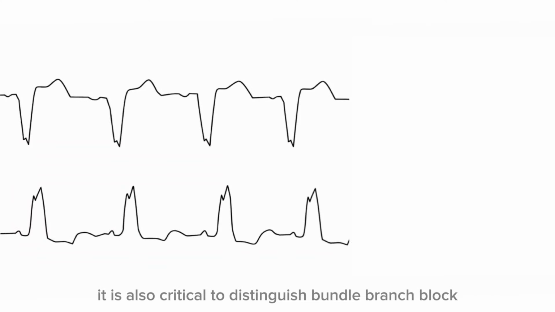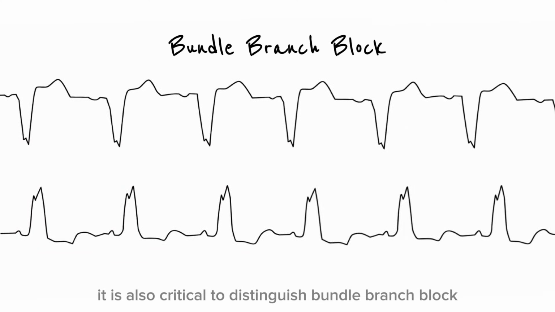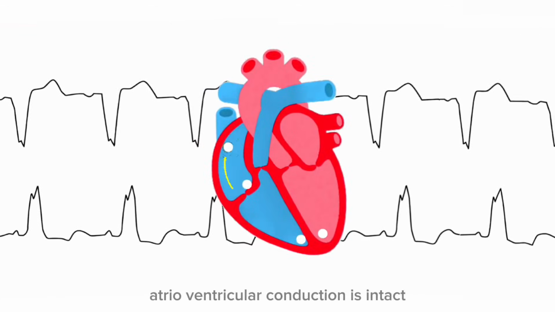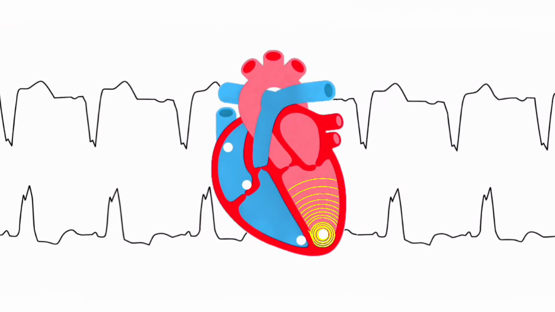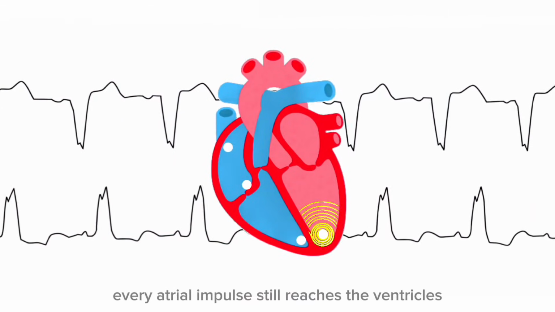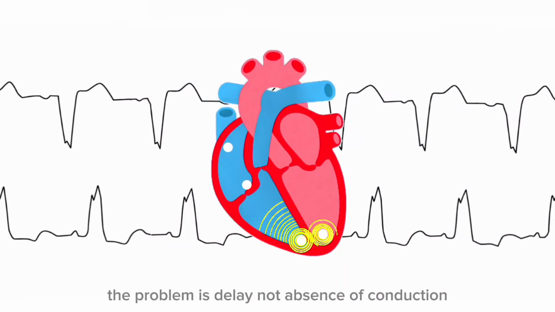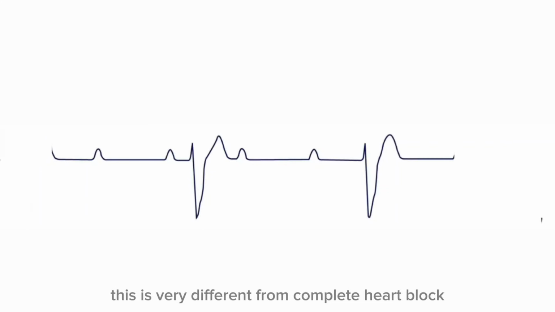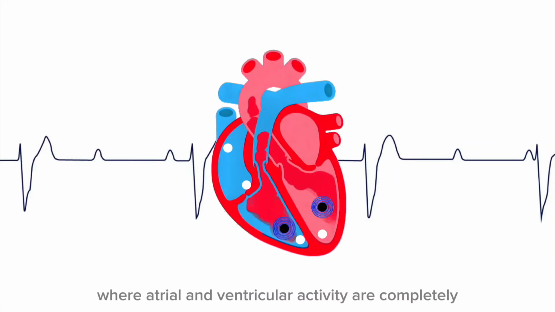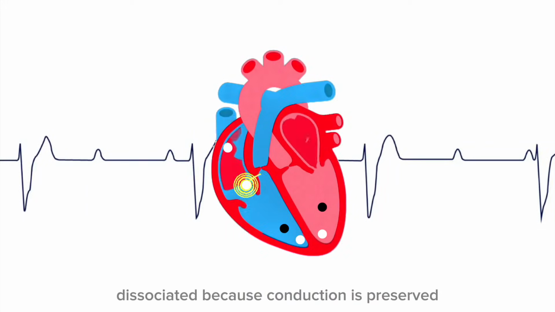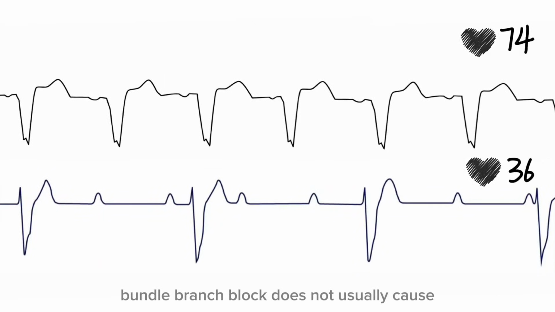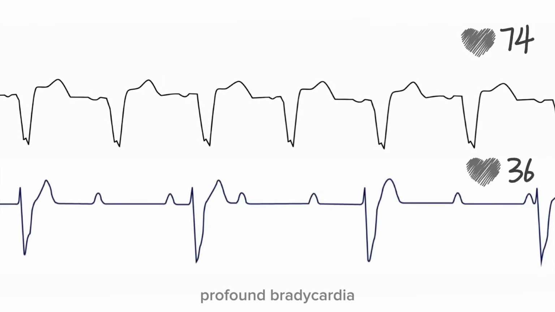It is also critical to distinguish bundle branch block from atrioventricular block. In bundle branch block, atrioventricular conduction is intact. Every atrial impulse still reaches the ventricles. The problem is delay, not absence of conduction. This is very different from complete heart block, where atrial and ventricular activity are completely dissociated. Because conduction is preserved, bundle branch block does not usually cause profound bradycardia.